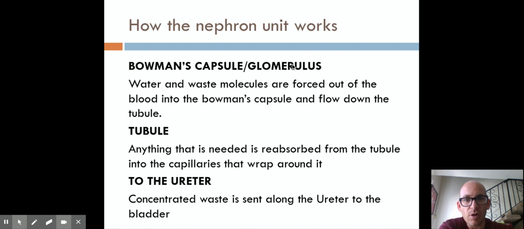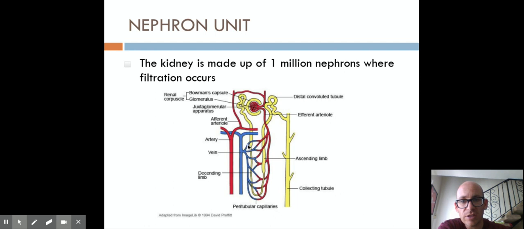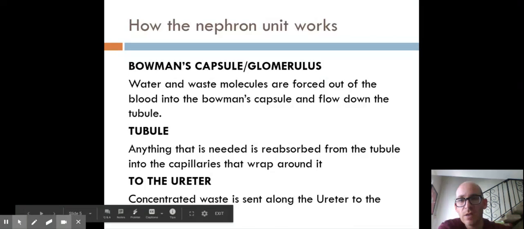The Bowman's capsule and glomerulus, which I just talked about: at this point, water, waste molecules, and a bunch of other stuff gets forced out of the blood into Bowman's capsule and flows down into the tubule. Okay, so it gets pushed out. That leaves the blood with a lot less in it. The tubule then drops down and back up. If I flip back to it, there we see the tubule going down and back up. Anything that we need to keep hold of.